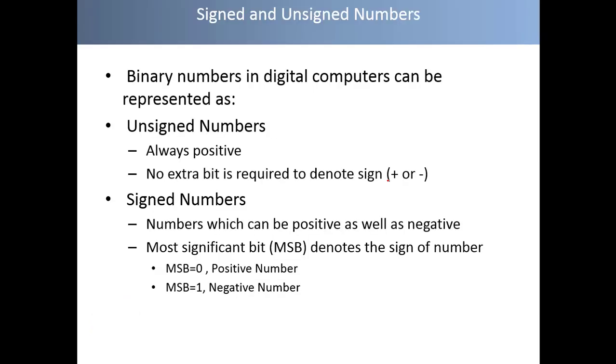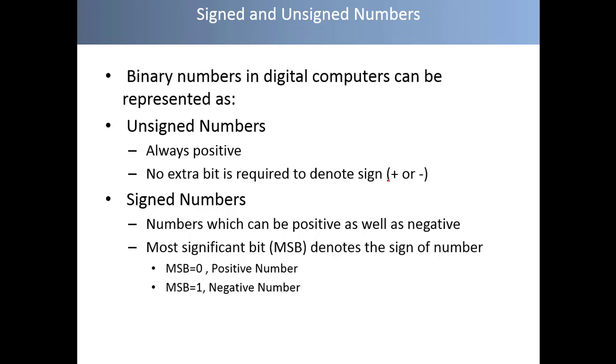So far we have discussed representation of unsigned data, and the characteristic of unsigned data is that it is always positive. So we don't require an extra bit to represent the sign of it, because we already know that the data is always positive, so there is no need to reserve a dedicated bit to represent its sign. But practically, digital computers have to operate on signed as well as unsigned data. So the numbers can be positive as well as negative.